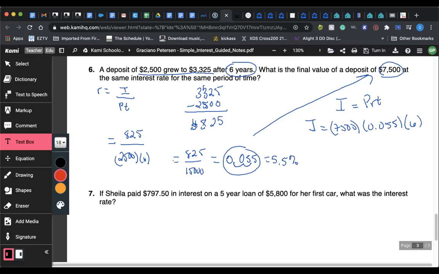So we put that into our calculator: 7,500 times 0.055 times 6 equals 2,475. And of course, they want the final value, which is the total, so we have to add them up. The final value is the principal plus the interest: 7,500 plus 2,475. So our total is $9,975.